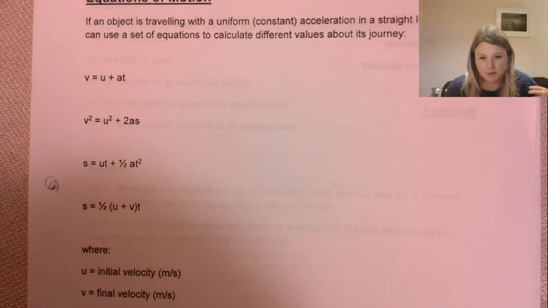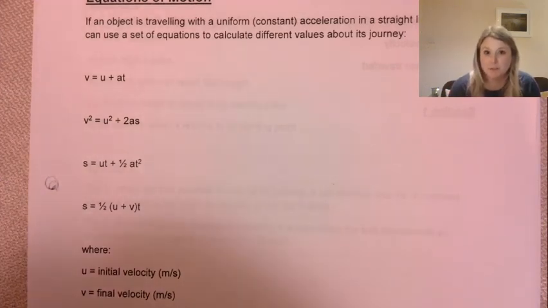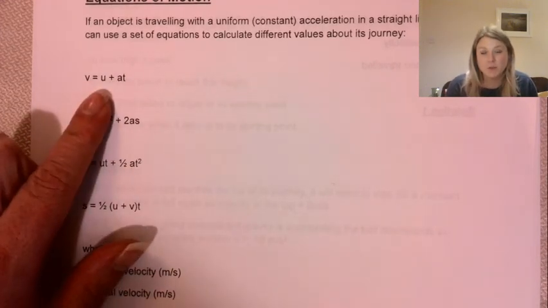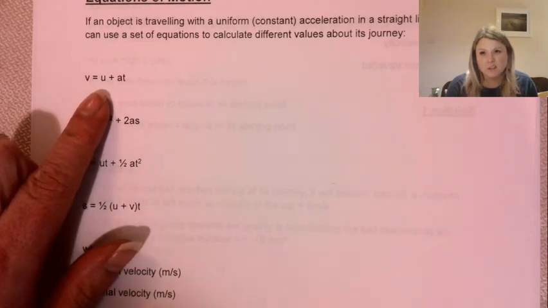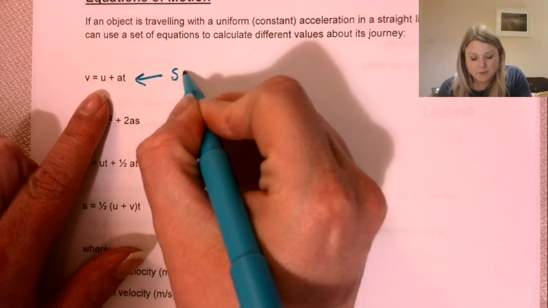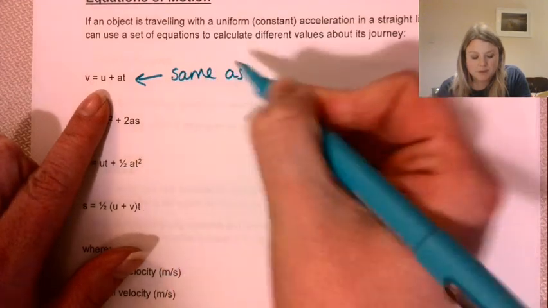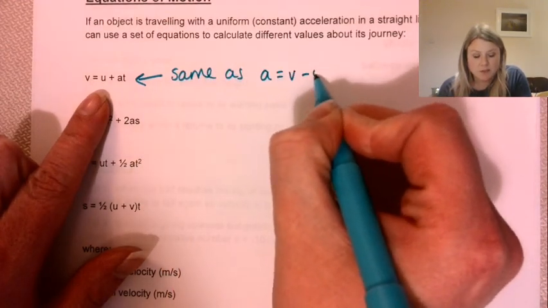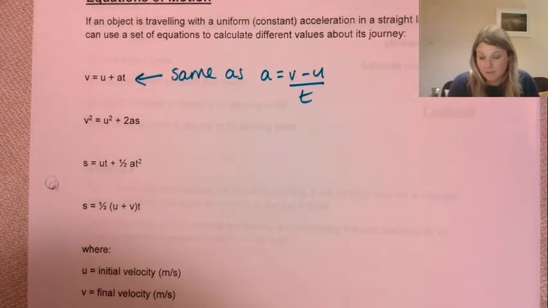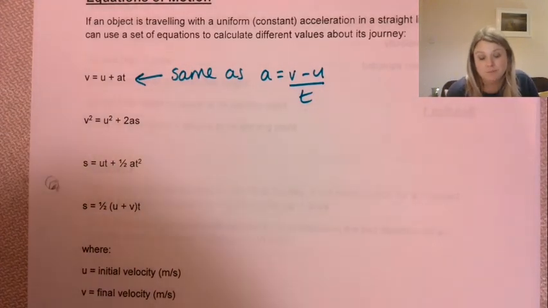Now, these are probably the most awkward looking equations that we've seen so far this year in physics, but you already know two of them, right? So this one here, v equals u plus at, I talked about it the other day in one of the examples we were doing. This is just the same as the acceleration equation. So this is the same as a equals v minus u over t. So you're writing in everything that I am writing in here, yeah?